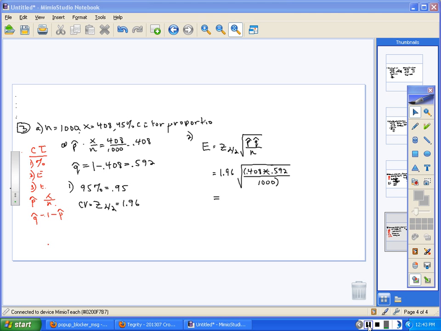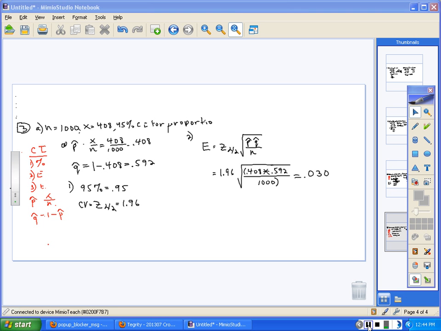Okay, so you multiply that out, and we're going to round to 3 decimal places, and it is equal to 0.030. Actually, I'm going to move that over so I have a little bit more room here, and I'm going to put that answer over here, 0.030.